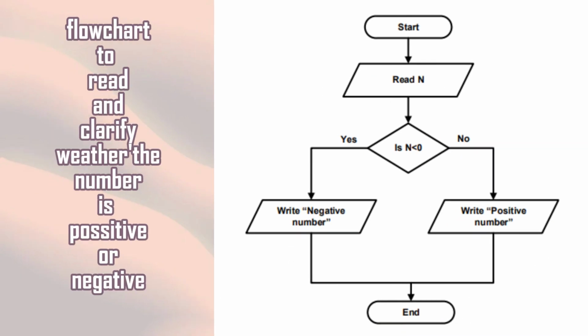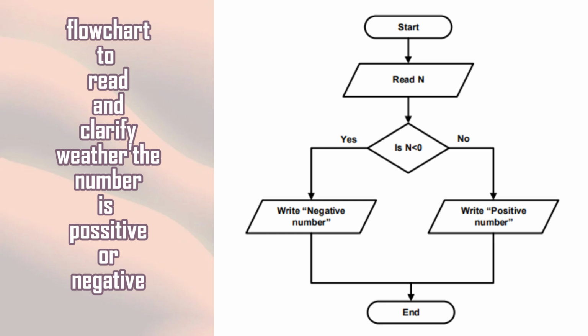In this example, we are going to make a flowchart to read a number and identify whether the number is positive or negative. So first is start. Next we have to read the number, which is going to be put in the input box or input parallelogram. The next one is the condition or decision box, the diamond.